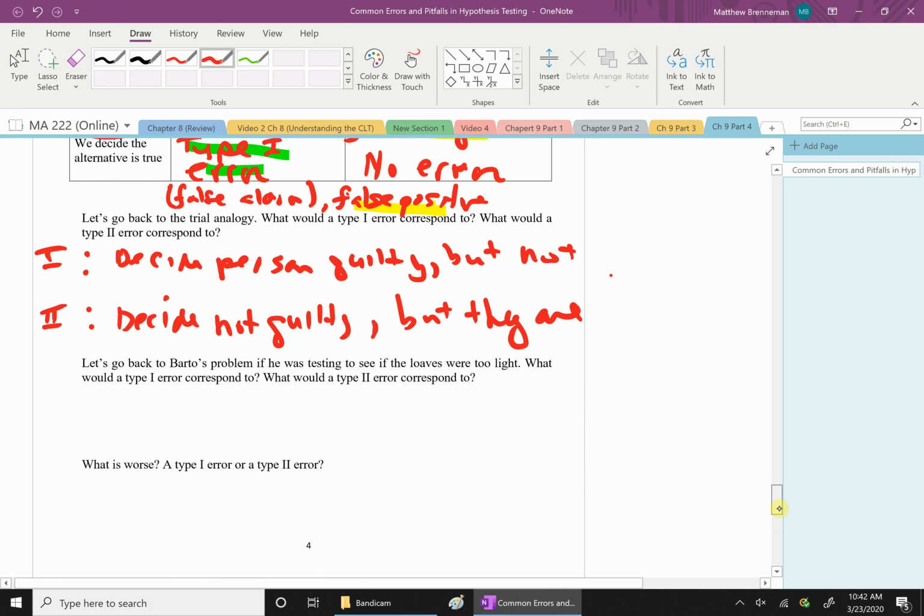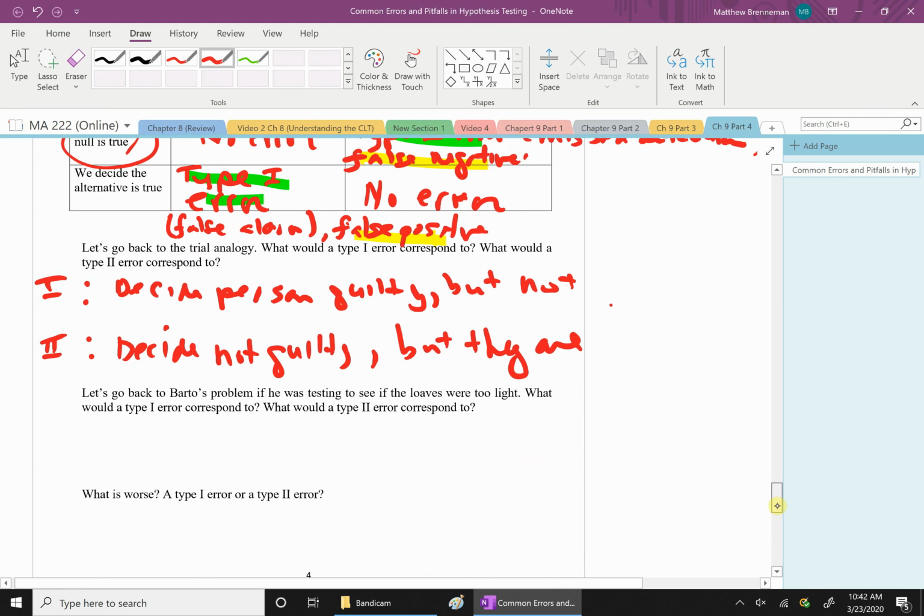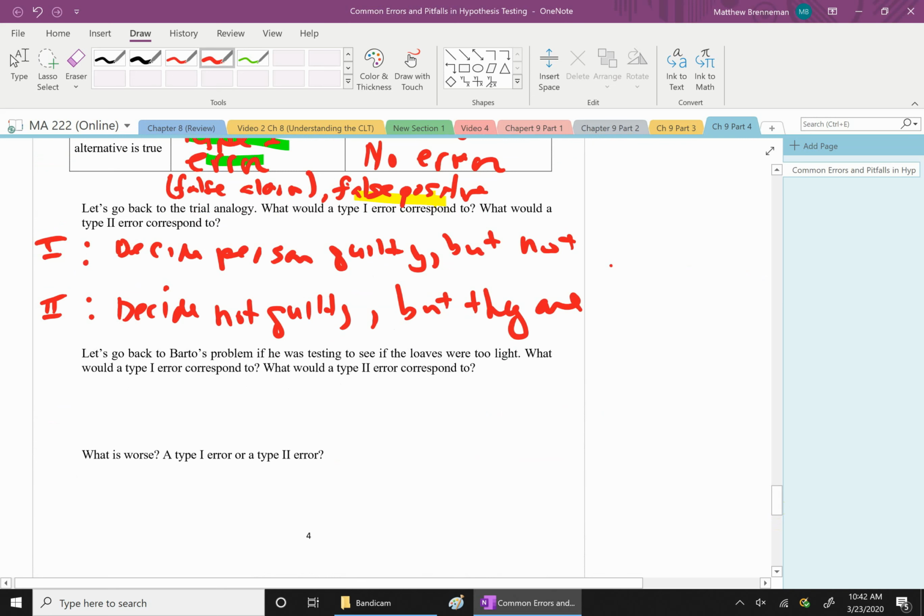So one of the things to think about is the consequences of a type 1 and type 2 error. So let's think about Bardo for a minute, okay? Suppose he's testing whether his loaves are too light, right? So the null is going to be that they aren't too light, that the average is 16, right? Remember, what we're testing is the alternative, right? So the alternative is that they're too light, or the average weight is less than 16. Now, what would be worse? What is a type 1 error? It's when he decides they're too light, but they're not, right?